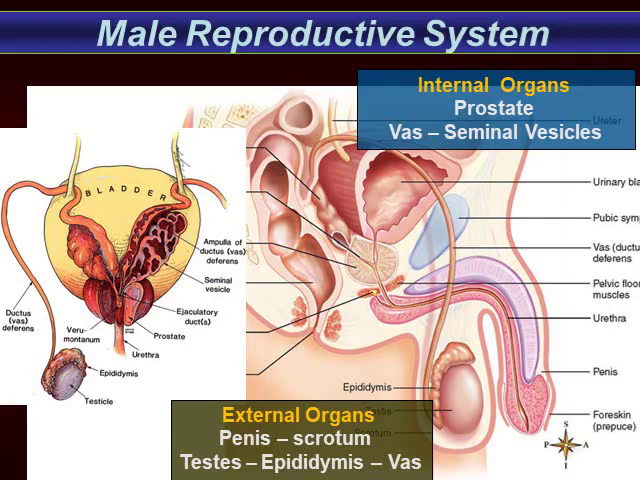This is a back view of the urinary bladder, showing the seminal vesicles on the back of the bladder and the prostate at the base of the bladder. And here is the vas deferens connecting the epididymis and testis to the seminal vesicles. The point of union between the seminal vesicles and the vas deferens constitutes the ejaculatory duct.